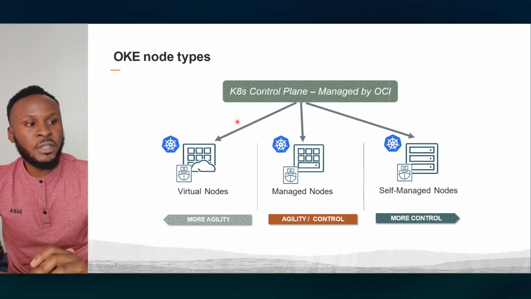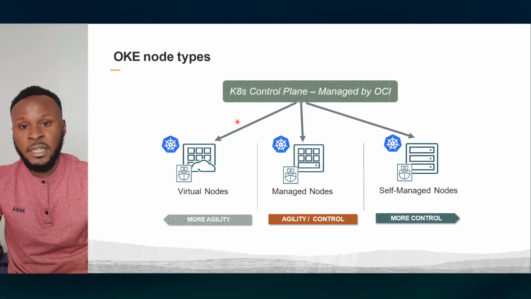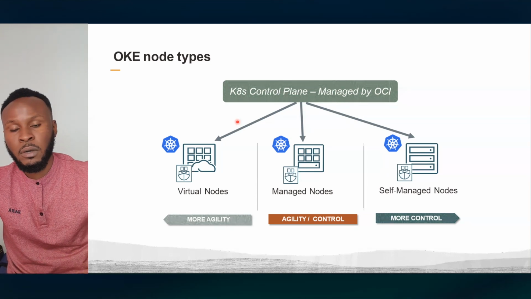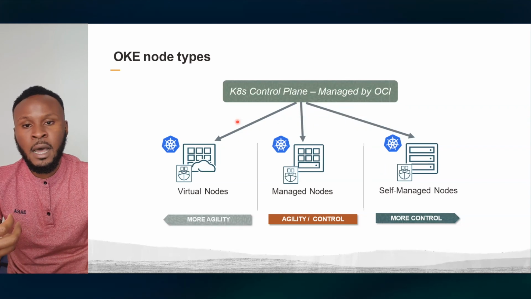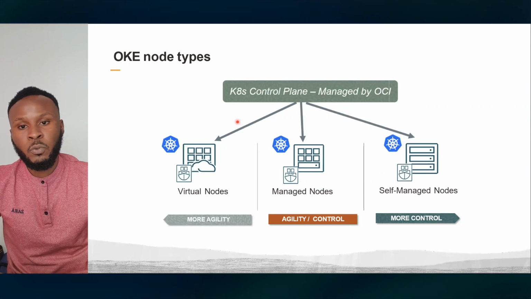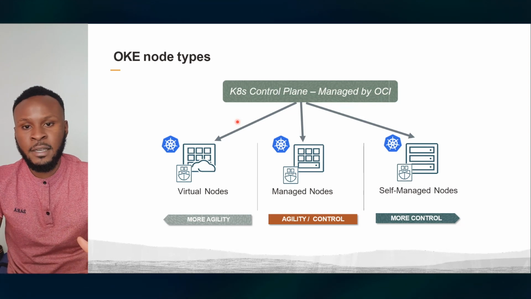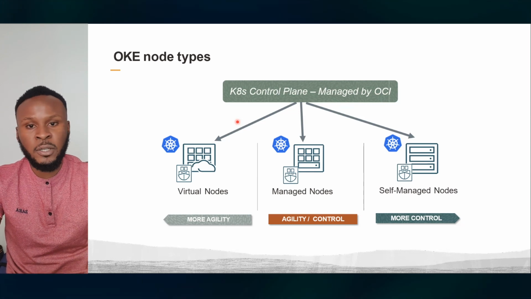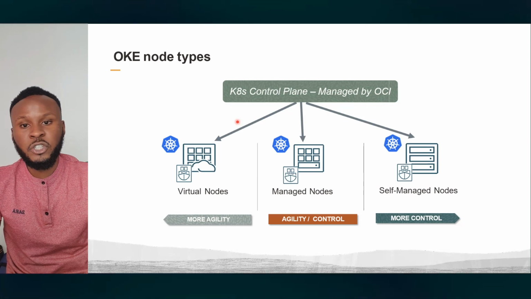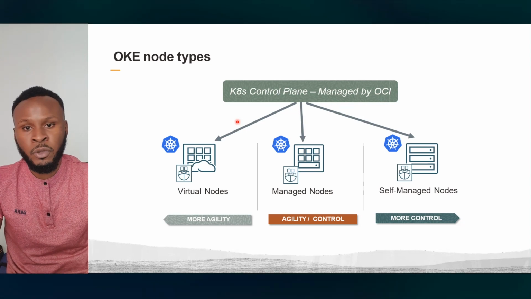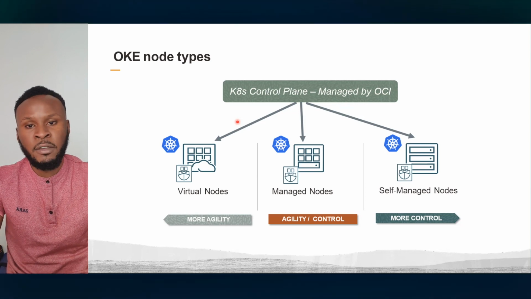So within OCI, depending on the kind of agility you want, or rather, from the other end, the kind of control you want, we have a different node type for your use case. So we have what you call the virtual nodes. The virtual nodes give you a serverless architecture where you, as the end user, don't get to manage any infrastructure. The beauty of this is that it reduces the burden on your end, but of course, from the other end, you have less control of your infrastructure.